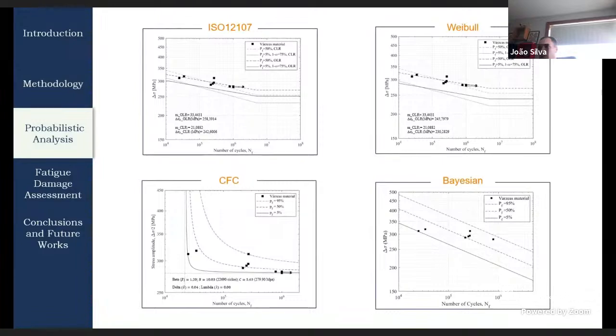At the bottom, we have the Bayesian approach for the probability of failure of 5, 50, and 95%, and we also have the Castillo-Fernández-Cantelli model and the values of these three parameters.